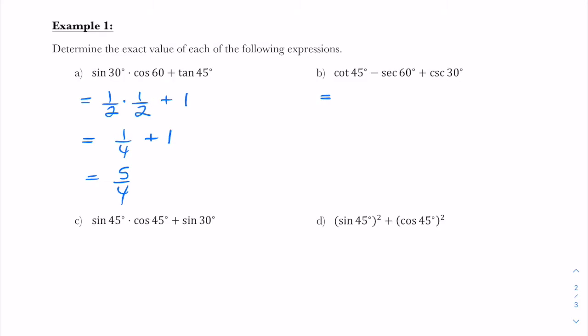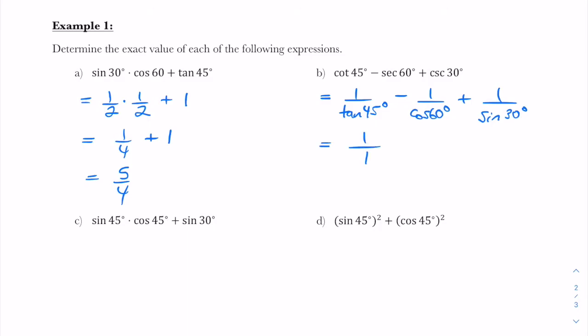So cotangent 45 is just 1 over tan 45. Secant of 60 degrees is just 1 over cosine of 60 degrees. And cosecant of 30 degrees is just 1 over sine of 30 degrees. And that's how we approach questions like this. Now just substitute using the special triangles like we did in part A.